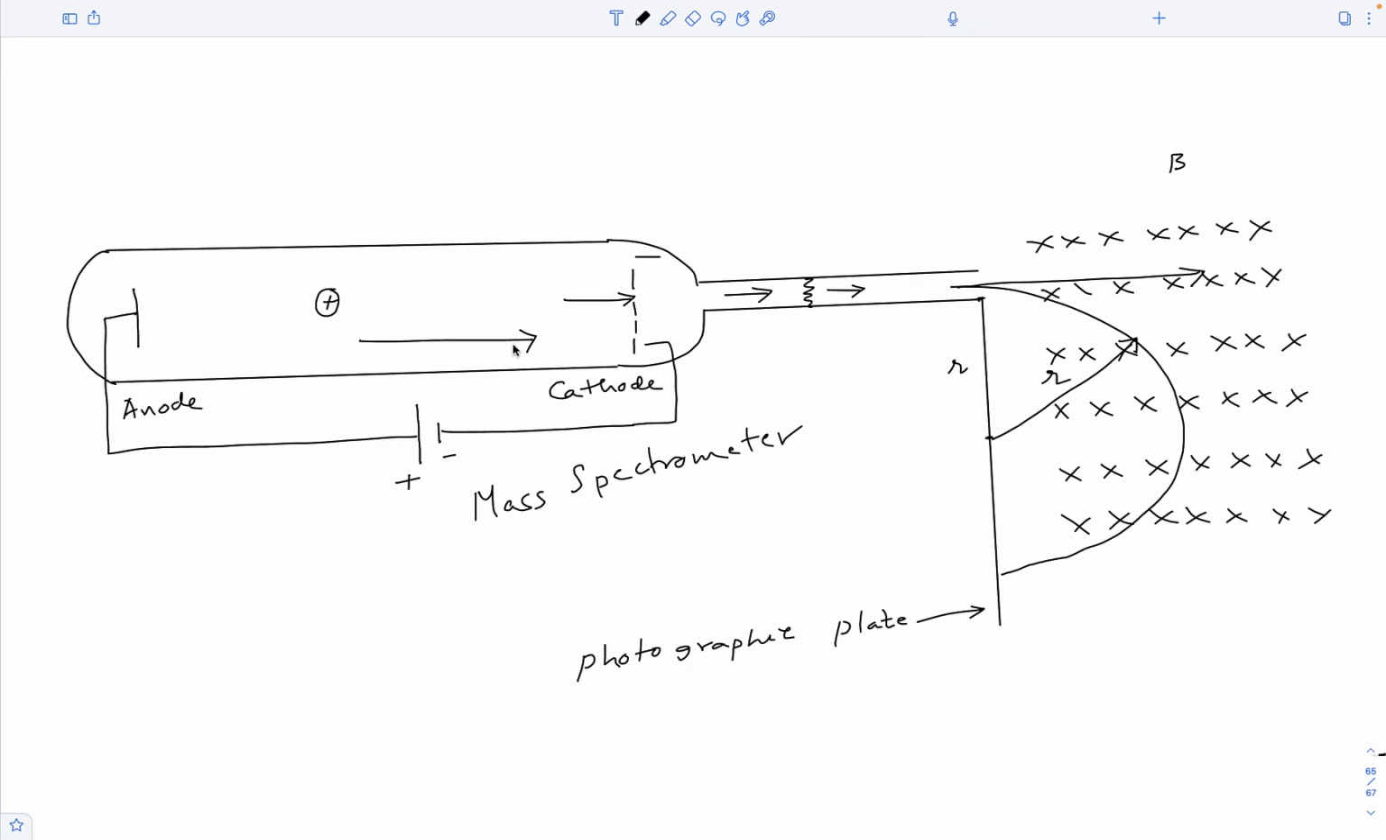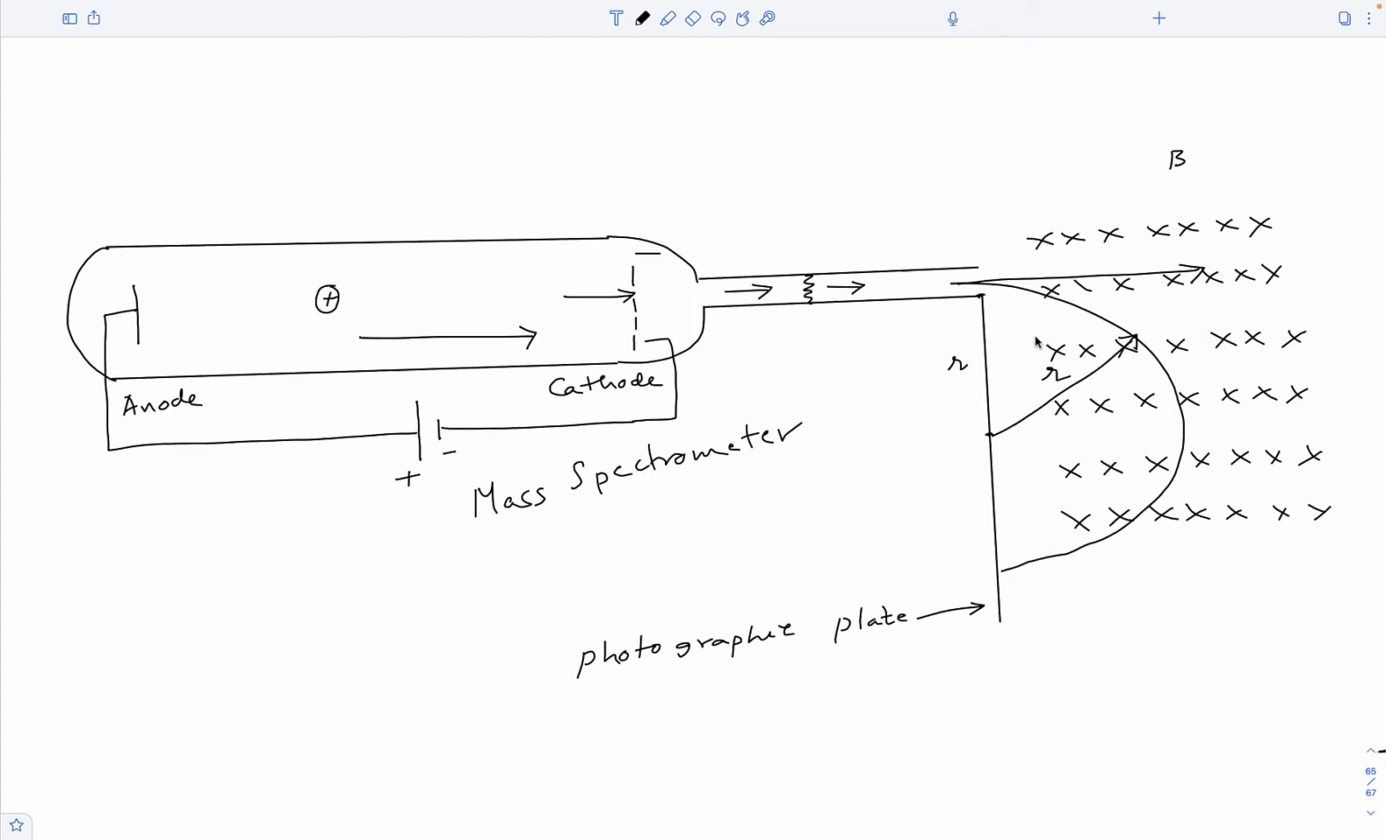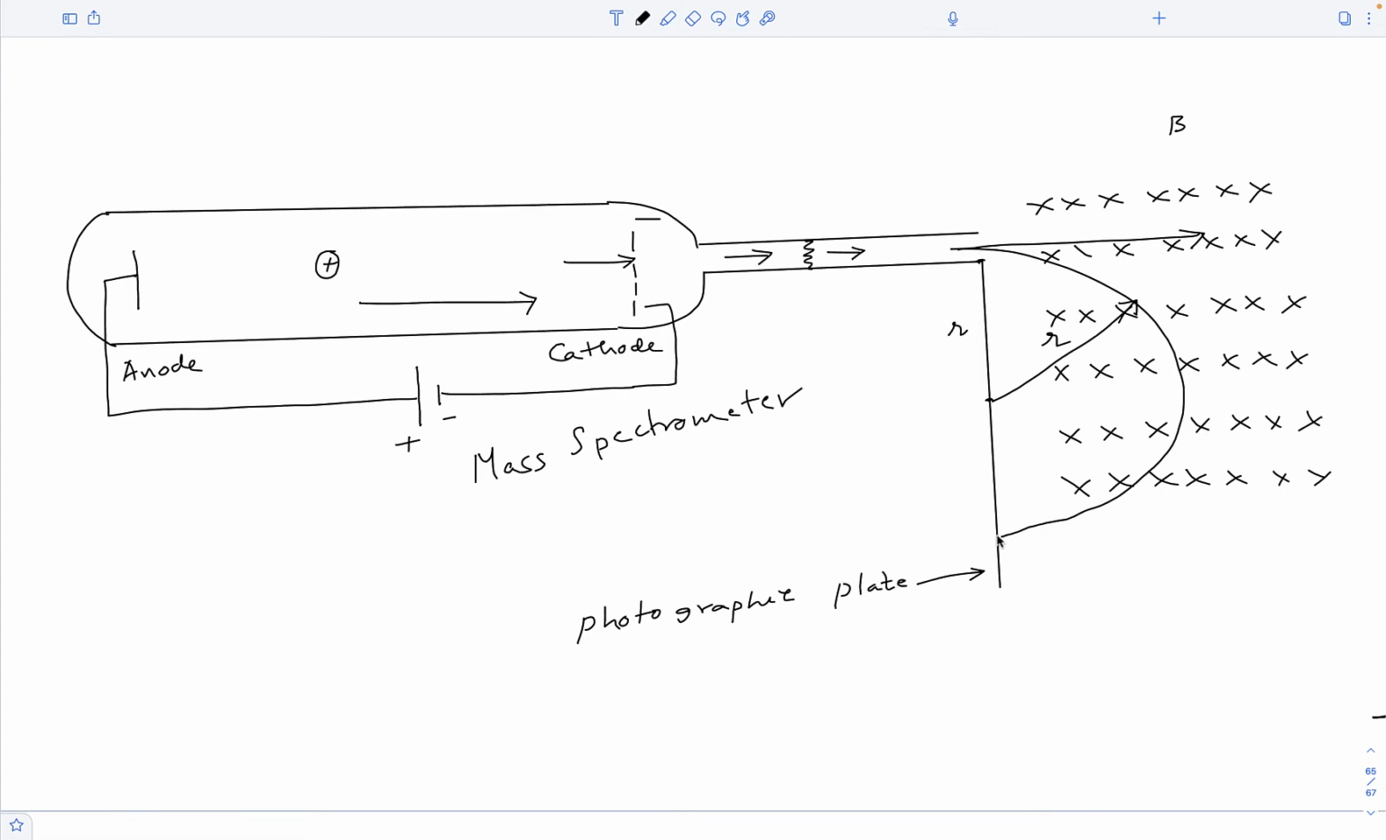When a high voltage is applied between these two plates, some positive ions are created here and they pass through the holes of this cathode. They enter this tube and exit at the other end. When a moving charge enters a magnetic field, it gets deflected continuously. So it describes a semicircular path and finally hits the photographic plate at a particular point, making a dark line there. And this is the diameter of that semicircle, so half of it is its radius. So we can measure the radius of this semicircle.